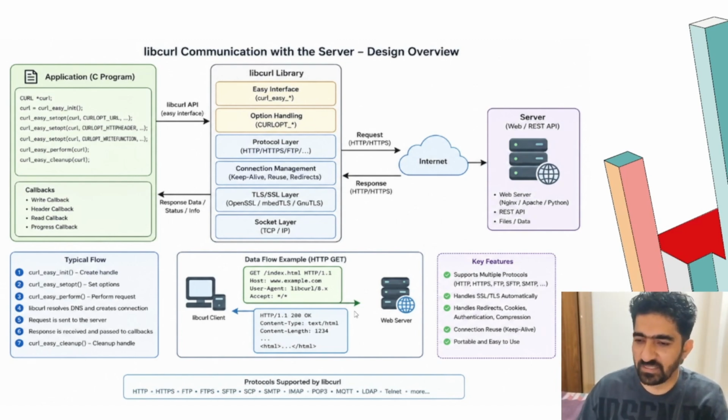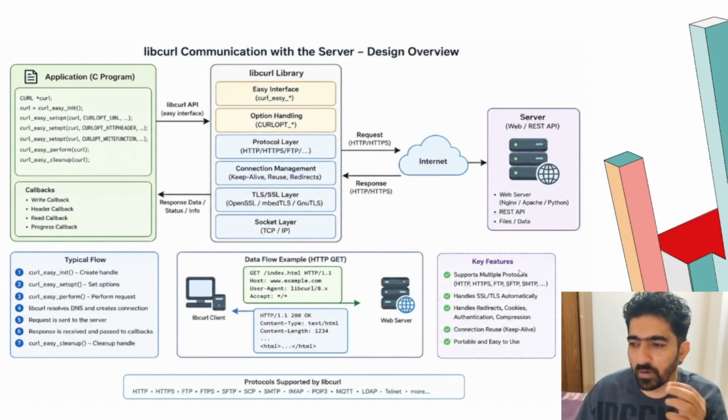So if you see here, we have a simple libcurl client running on some router. It will send a request. This is the HTTP GET request to the server, and it will give you some HTTP response, for example, 200 OK. And this data is processed by this client again, and depending on that, it will process.